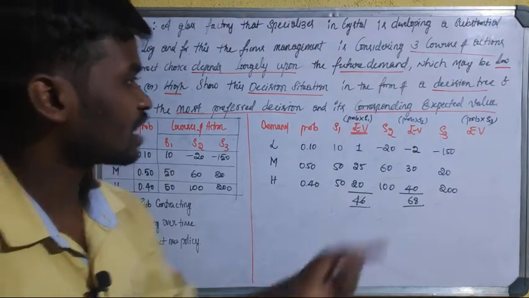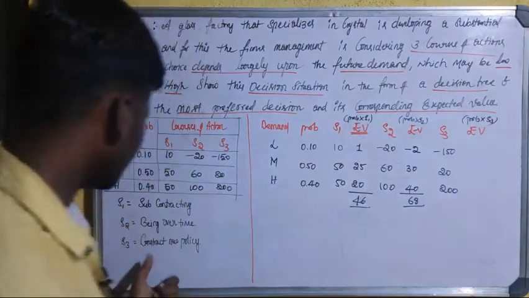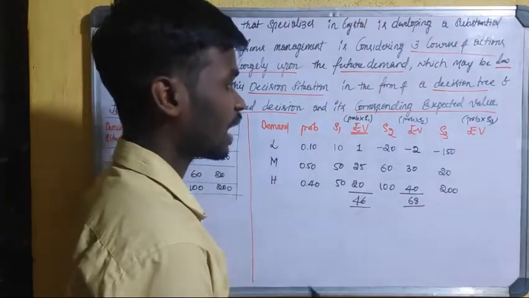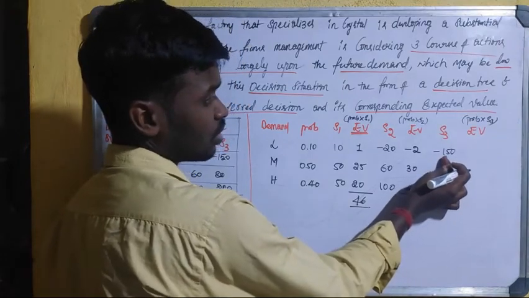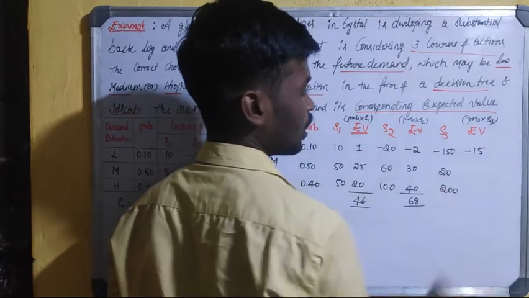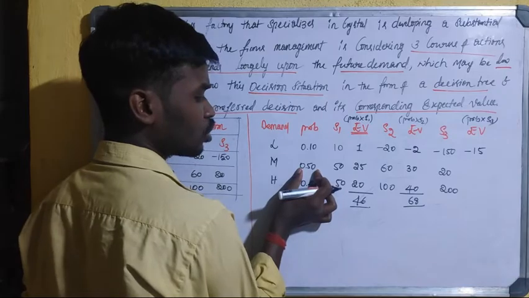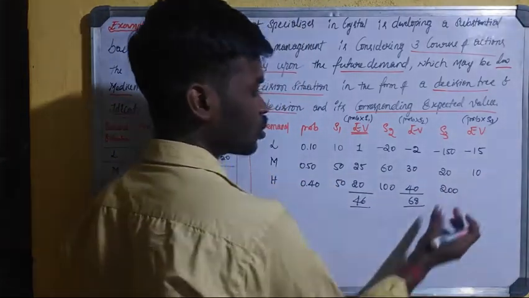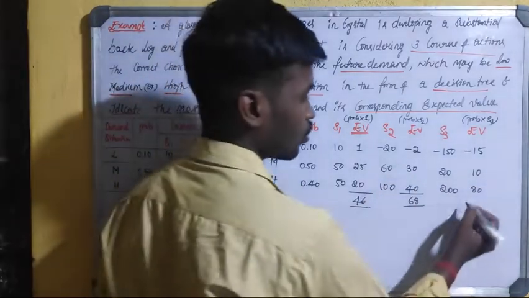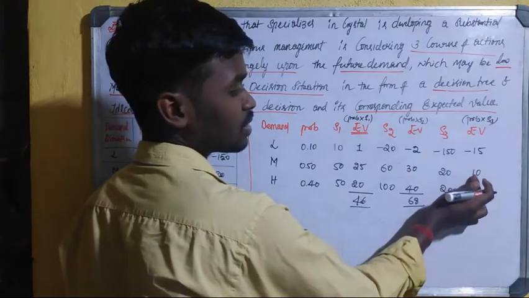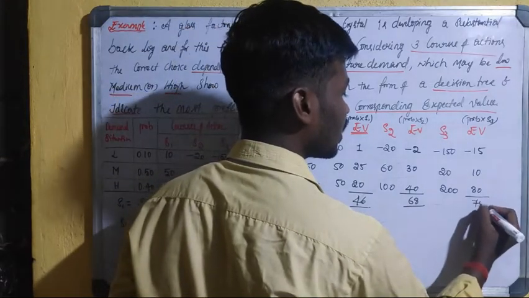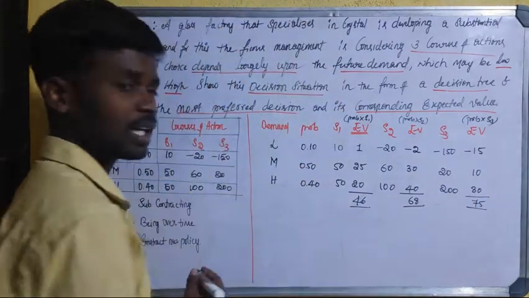Similarly, you have to calculate the expected value for the third alternative, that is construct new policy. You have to calculate what expected value comes based on constructing the new policy. So minus 150 into 0.10, you will get minus 15. Next 20 into probability 0.50, you will get 10. Next 200 into 0.40, so you will get 80. Now the total expected value: 80 plus 10 is 90. So 90 minus 15, you will get 75 as the expected value.